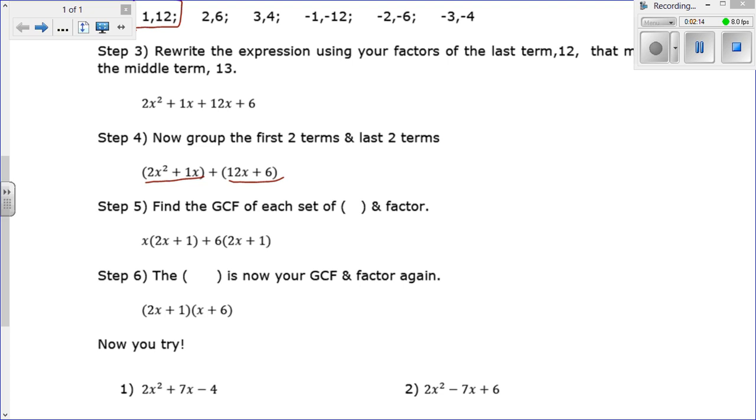Now, the parentheses, which is this 2x plus 1, is your new GCF. Those two values have to be the same. If they're not the same, then you did something wrong. If you have all the right numbers but the sign is wrong, then factor out another negative. That will help you. The next step is the parentheses is now your GCF, so factor again. So 2x plus 1 comes out in front, and when I factor that out, I'm left with x plus 6.